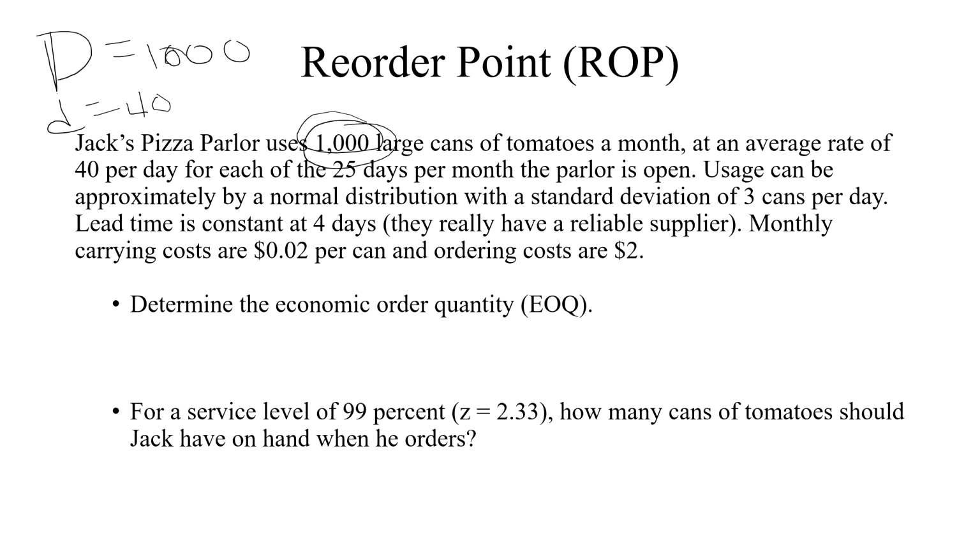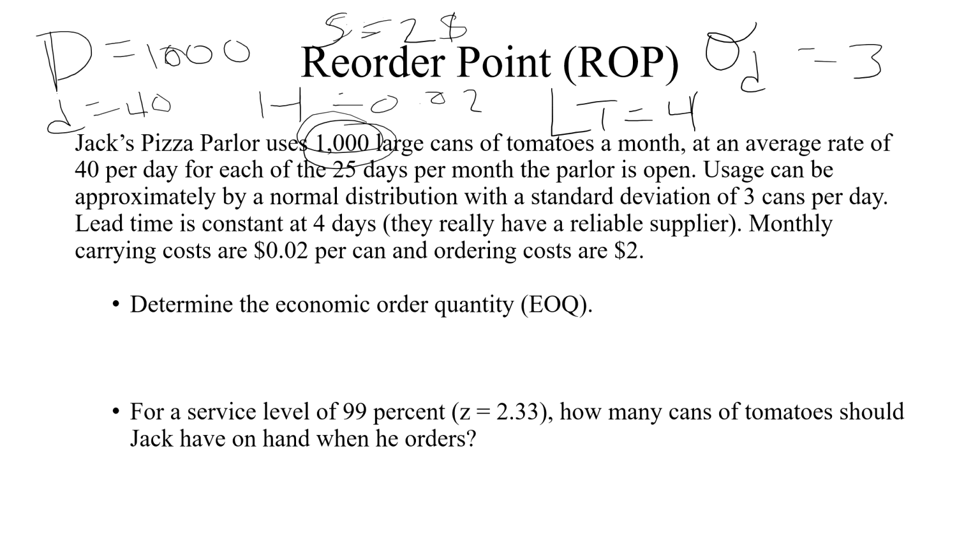And then we have our order cost. Oops, that's an S. And that's $2 per order. We have our holding cost. Again, we're going to make this capital because it's per month. And that's going to be 0.02. And then our lead time is going to be 4. Our standard deviation is going to be 3 a day. And then we're given Z that we're going to need to find later.